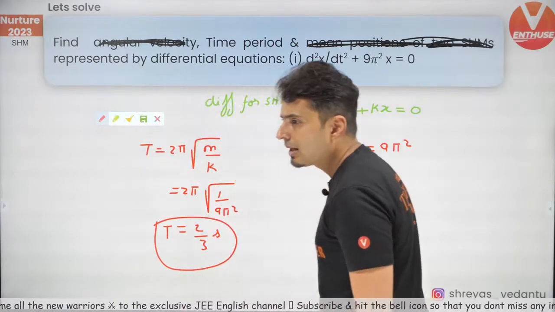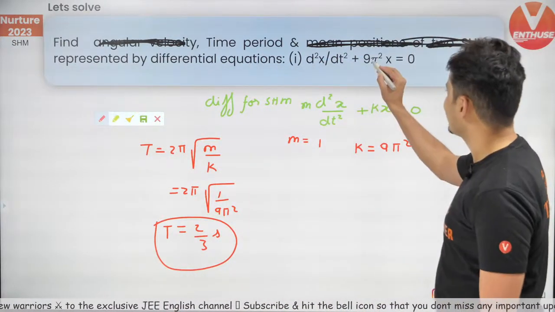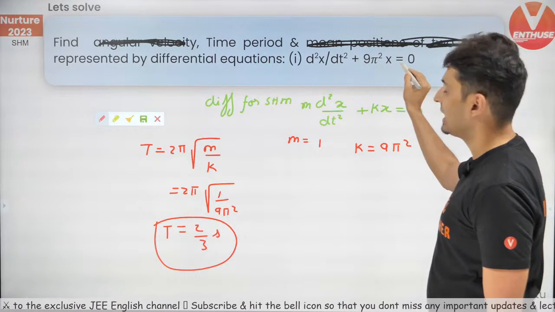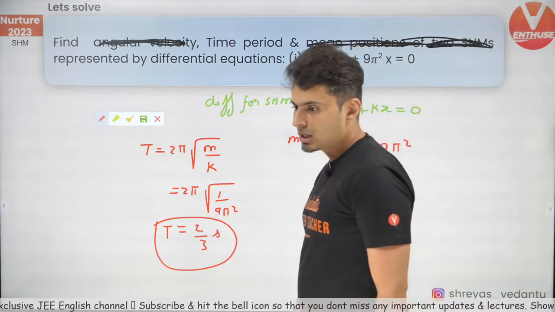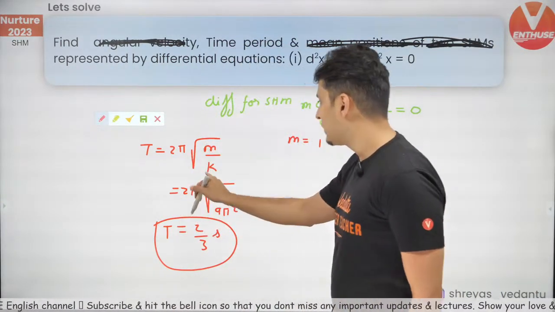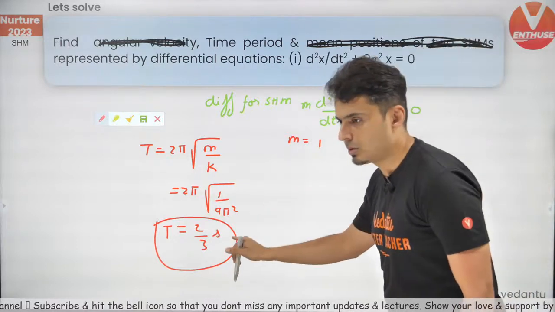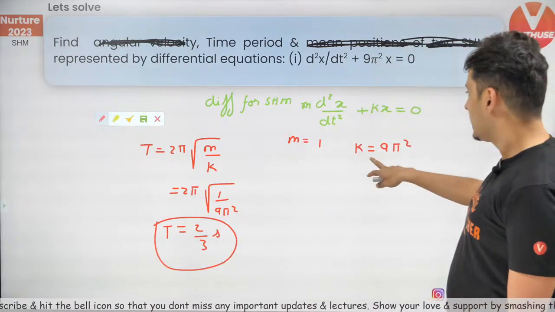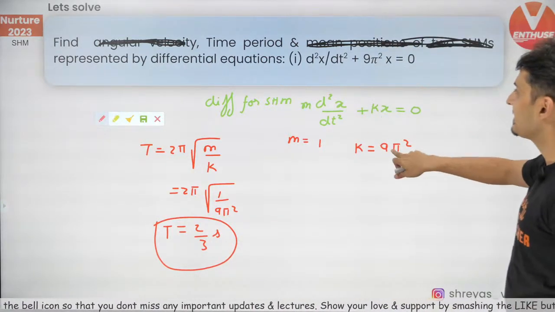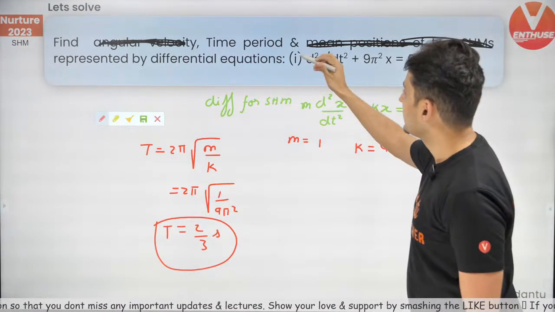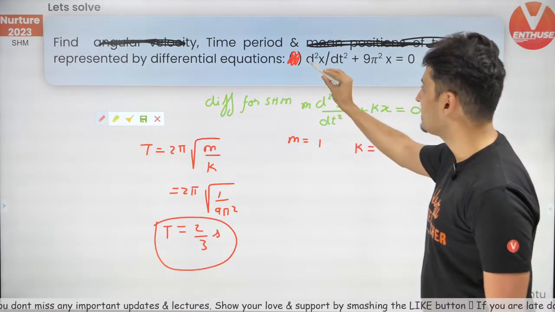6 pi square. No, it is not 6, it's 9. Okay, this is 9 pi square. Okay, so no, that's not the answer. 2 pi under root m by k. I think you made a mistake probably copying it down or probably seeing it. So k is 9 pi square. You can see that. M is 1. So ignore this. So m is basically 1.